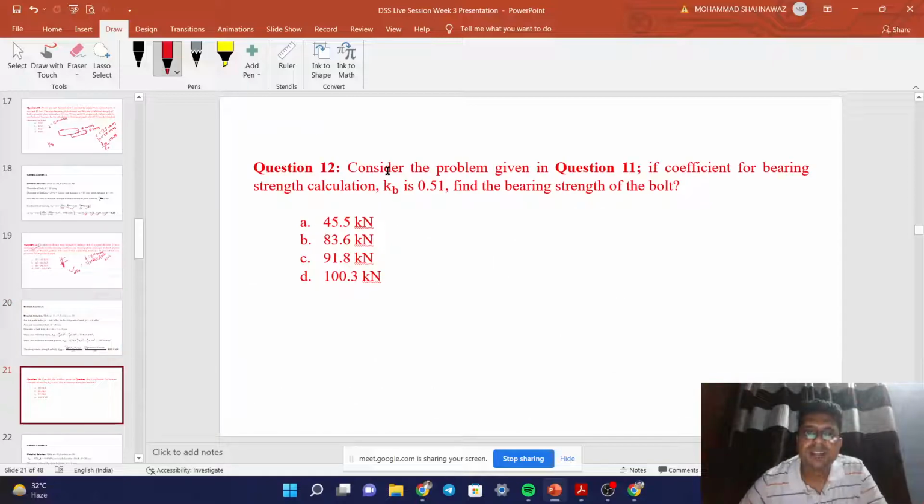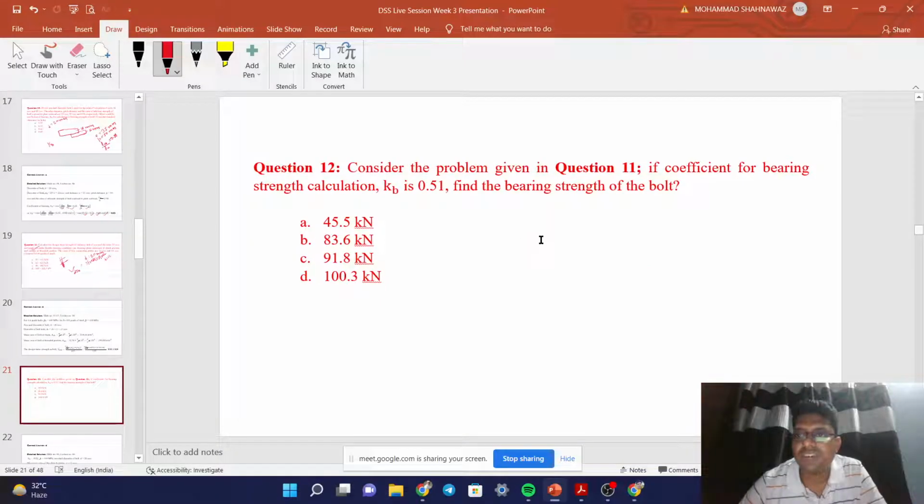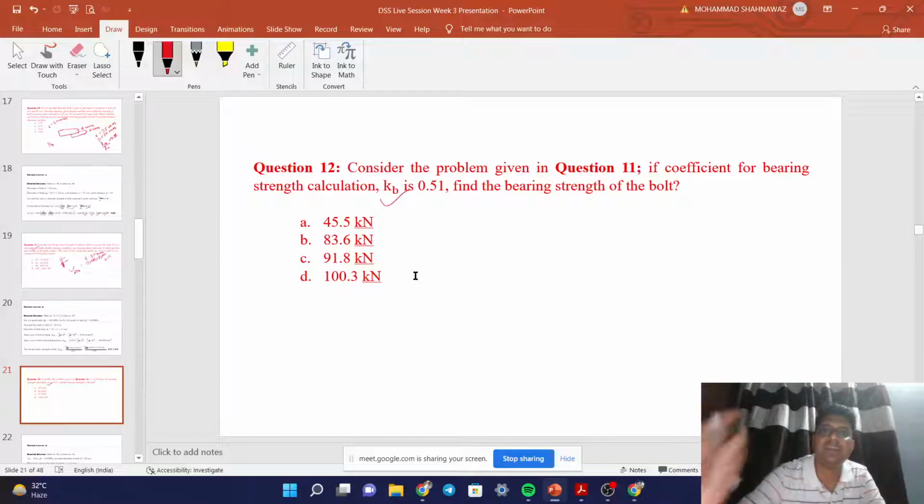Further, consider the problem given in question 11. So we are talking about this above question which we have solved right now. So if coefficient of bearing strength calculation KB is 0.51, so value of KB is reported here. What is value of KB? Value of KB is 0.51. So find the bearing strength of the bolt. So you have to calculate bearing strength of the bolt. So please calculate and report.